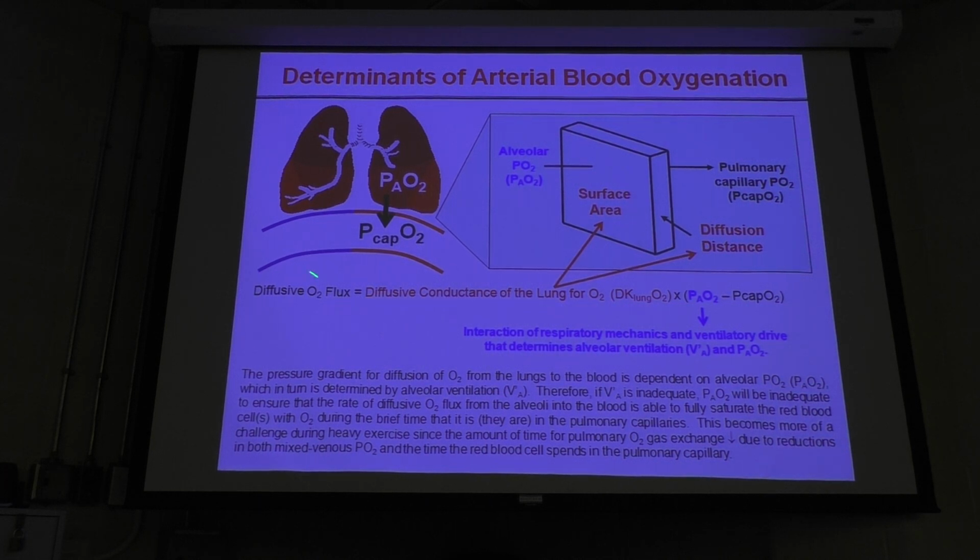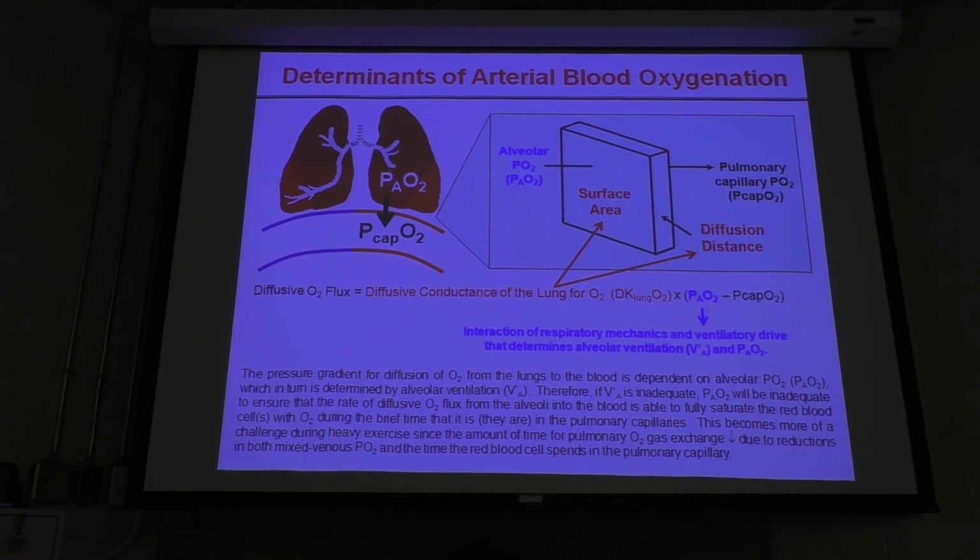To get an increase in diffusive oxygen flux at a given level of conductance, we can increase the driving pressure. We could increase the conductance at a given driving pressure by, say, increasing the surface area for gas exchange, or any combination thereof. Impairments in oxygen flux obviously could be due to opposing effects on these parameters.